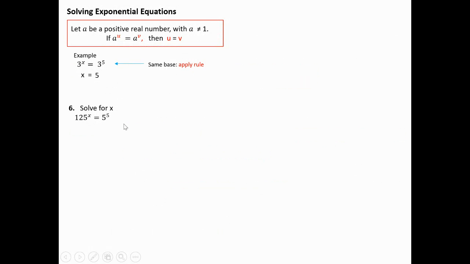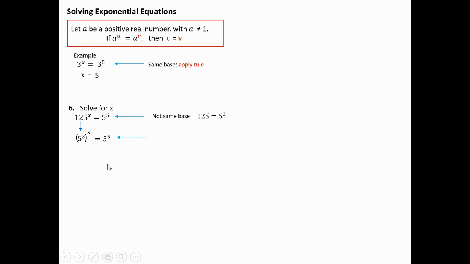Now number 6, solve for x. If we notice 125 and 5 are not the same base. So we have to make them the same base. We should know from previous workshops, or if you know perfect roots, perfect squares or perfect cubes, that 5 cubed will give us 125. So I'm going to replace 125 with 5 to the 3rd power, and then we just bring down the x equals 5 to the 5th power.